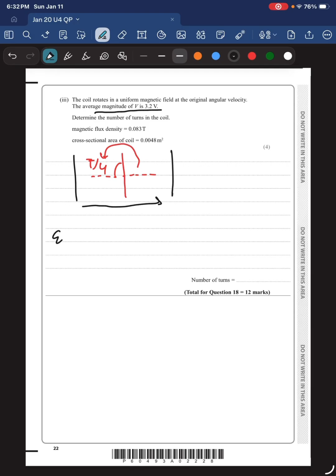So E, the average, is going to be the number of turns times the magnetic flux, which is B times A, over 1/4 of the period. And the 1/4 corresponds to the fact that I just said, that EMF is produced only when the coil is perpendicular to the magnetic flux density B, okay? So we are interested in N, so we have to do E times T over 4 over B over A.